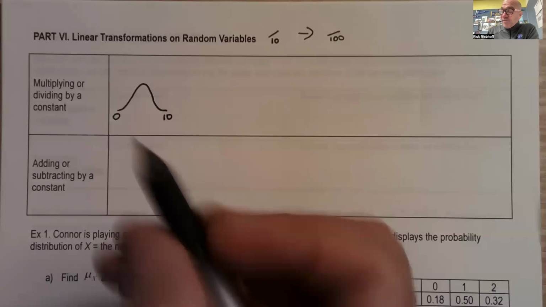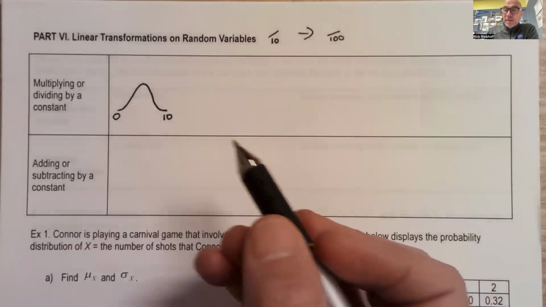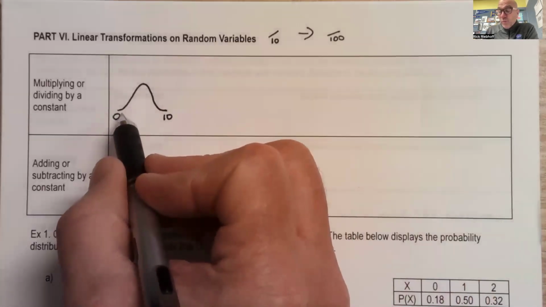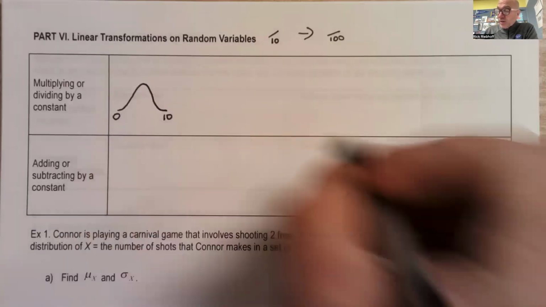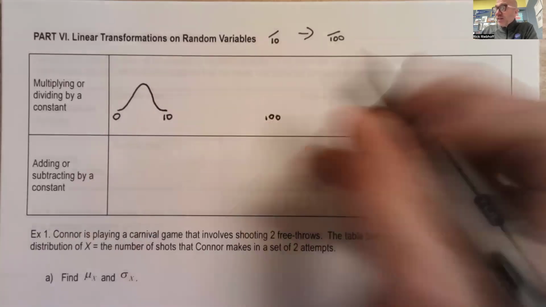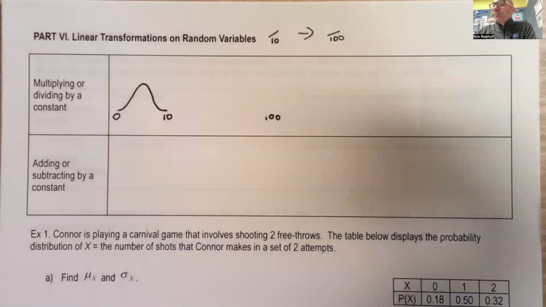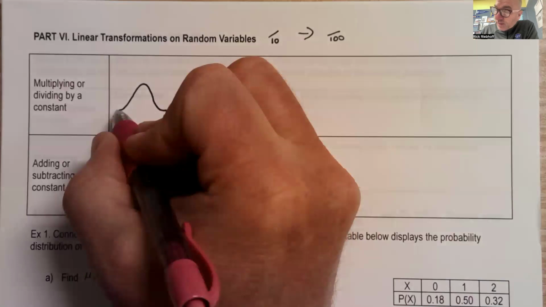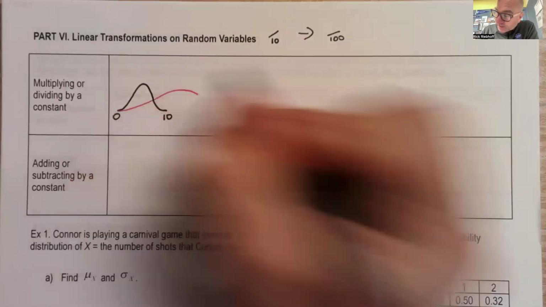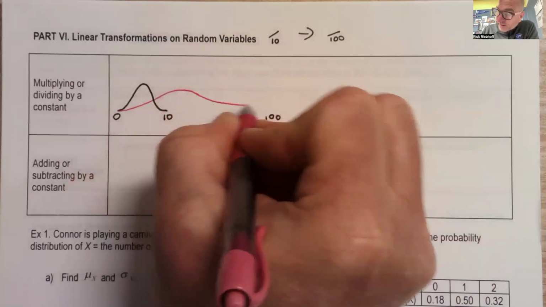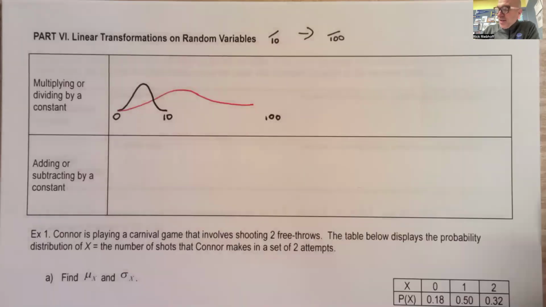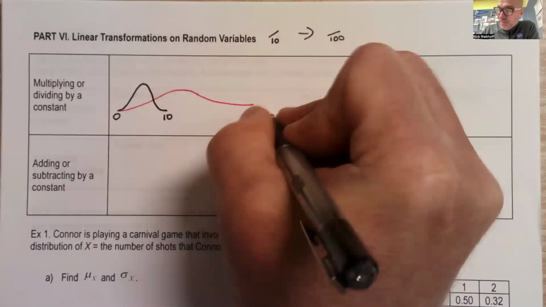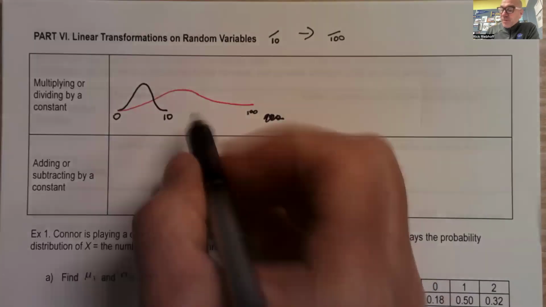If I multiply everything by 10, what's going to happen? Well, the zeros stay zeros. The ones go to tens, right? The tens go to hundreds, right? So this is not drawn to scale, so don't hate on me. Just kidding. Now it's going to look something like, wow, I didn't do a very good job. Hundreds over here. There we go. All right, so now my distribution looks like this.